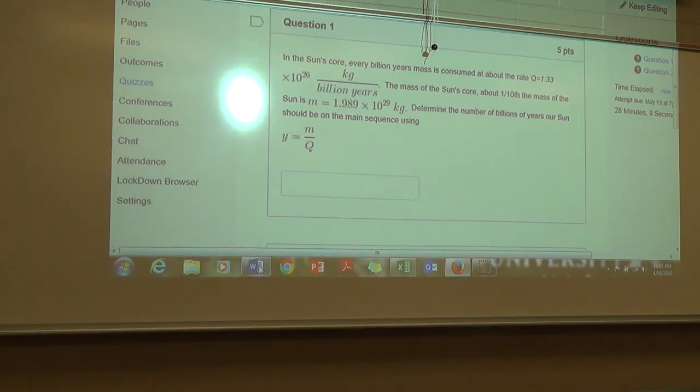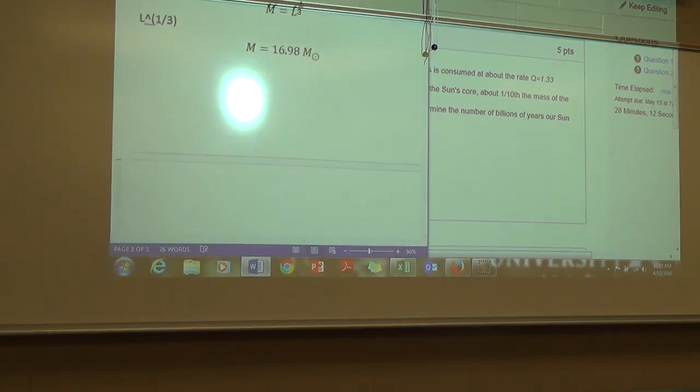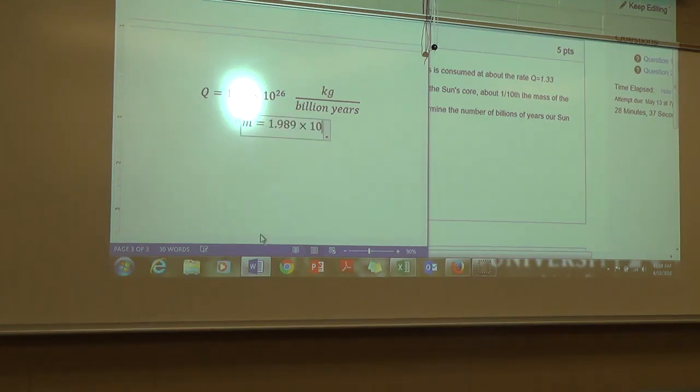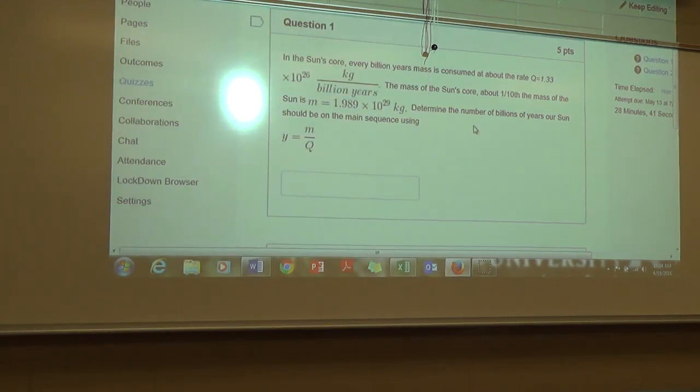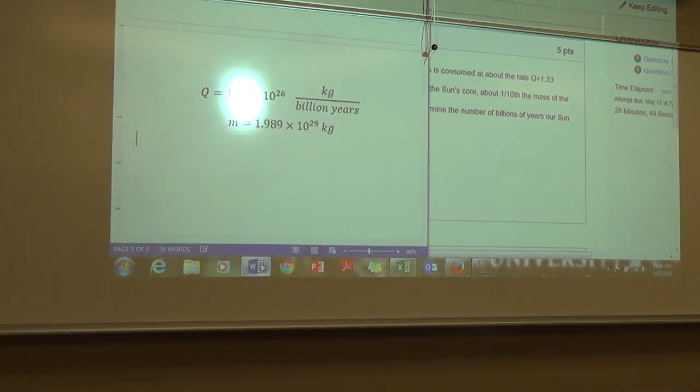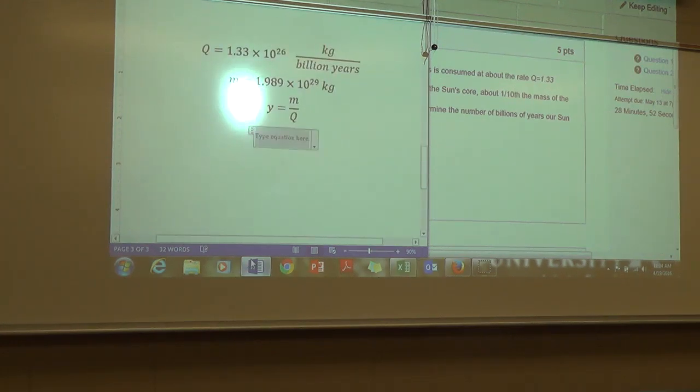So what we want, we have Q, 1.33 times 10 to the 26 kilograms per billion years. We have the mass is 1.989 times 10 to the 29 kilograms. And what we're looking for is just the mass divided by the rate at which it's consumed. So 1.33 E26 and 1.989 E29.